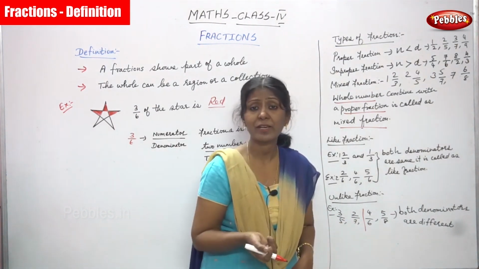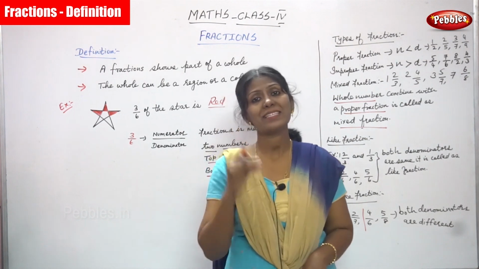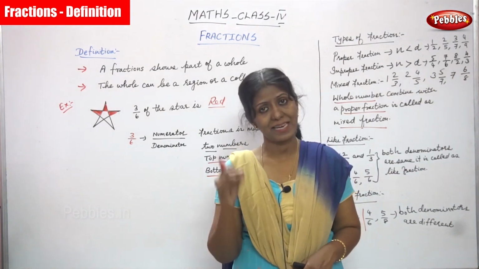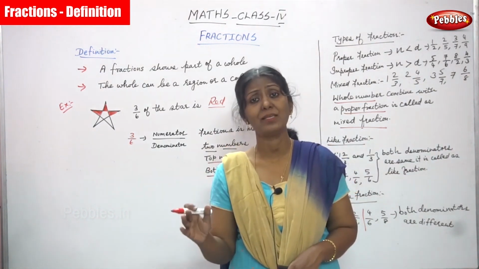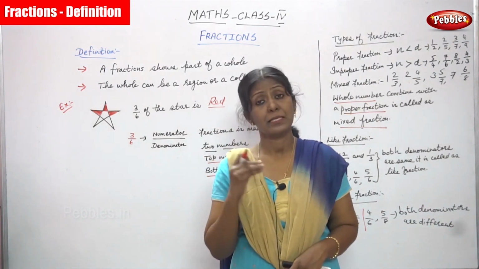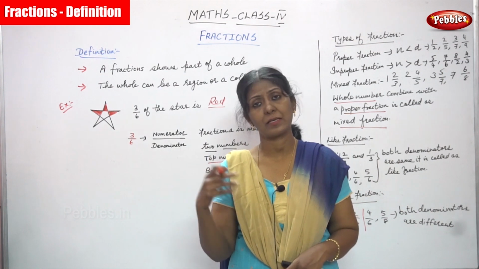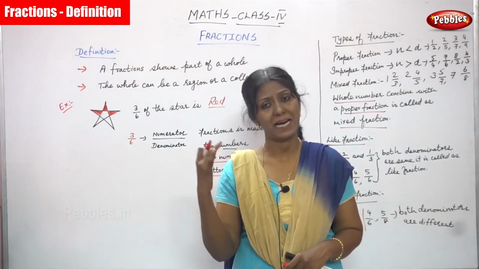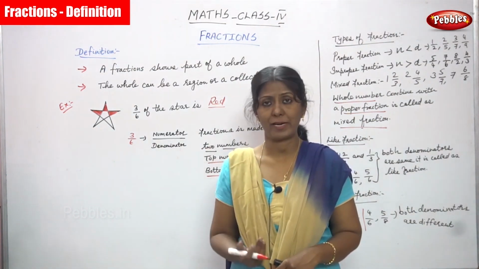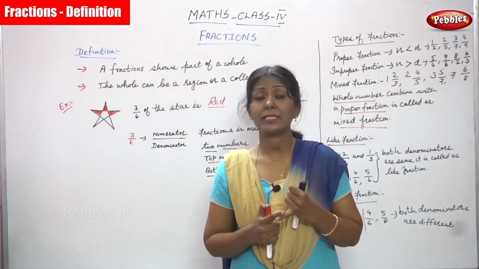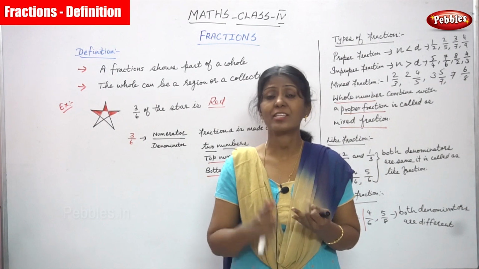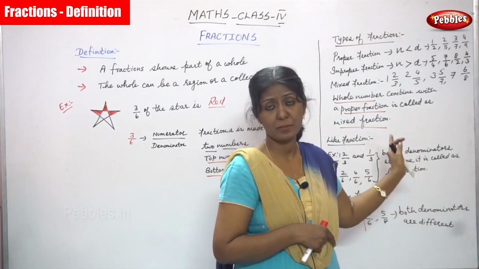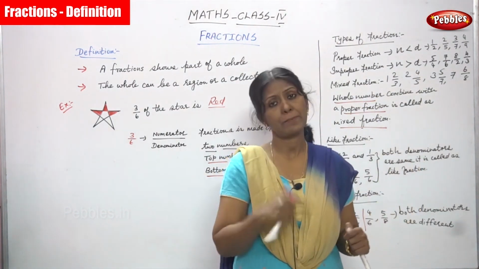Unlike fractions. That means like fraction means the denominators are the same. It is a like fraction. But if the denominators are different, it is an unlike fraction. So we have seen the types of fraction: proper fraction, improper fraction, mixed fraction, like fraction and unlike fraction. These are the major types of fraction we have seen.